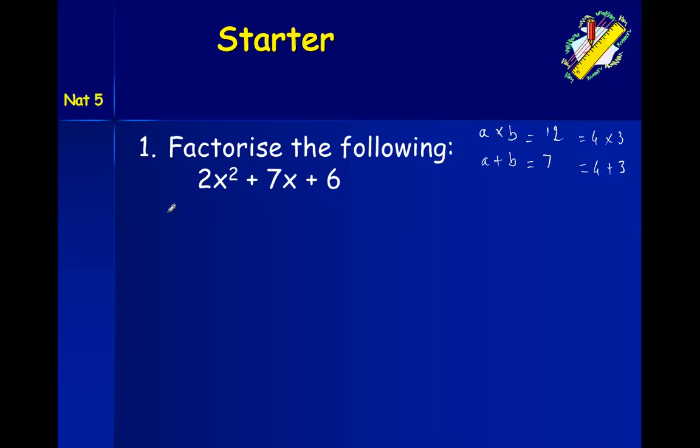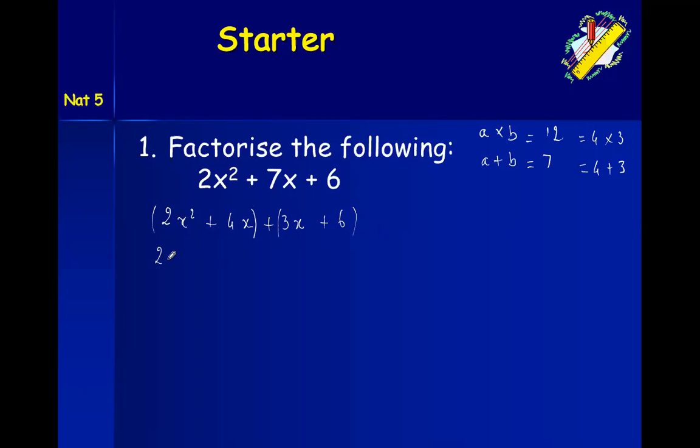So we rewrite this as 2x squared. So that's the trick, basically. Plus 4x plus 3x plus 6. Okay. And now we're going to factorize 2x squared plus 4x, and we're going to factorize 3x plus 6.